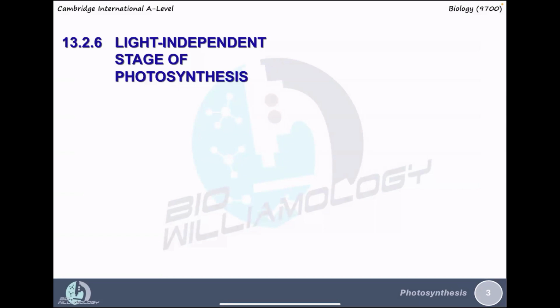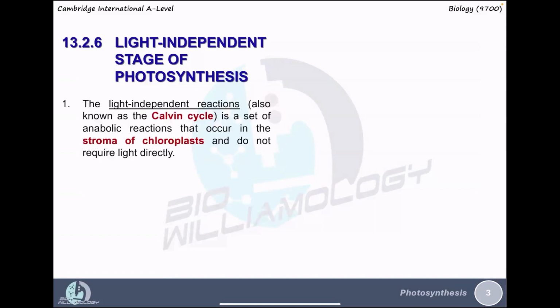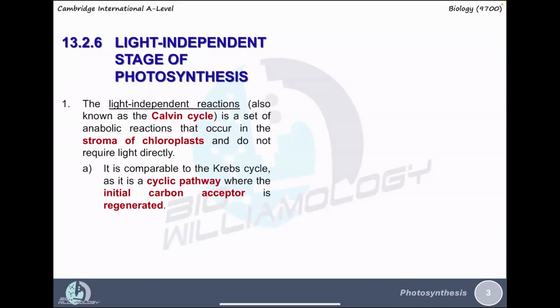The light-independent stage of photosynthesis is known as the Calvin cycle. It is a set of anabolic reactions that occur in the stroma of the chloroplast and do not require light energy directly. It is comparable to the Krebs cycle as it is a cyclic pathway. So basically, the starting compound will be regenerated at the end of the reaction. In the Calvin cycle, the initial carbon acceptor is regenerated.